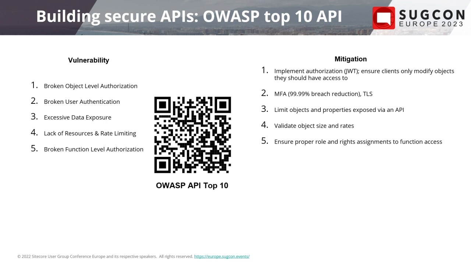Broken function level authorization, similar to object level authorization, easily fixable with attributes. Make sure that the clients have the right access to the right functions. Mass assignment, that's interesting. That's also perhaps due to developer laziness, where it's just so easy to serialize and deserialize these days, right? So we take input from the client application, take it for granted, and pass it on to the back end.